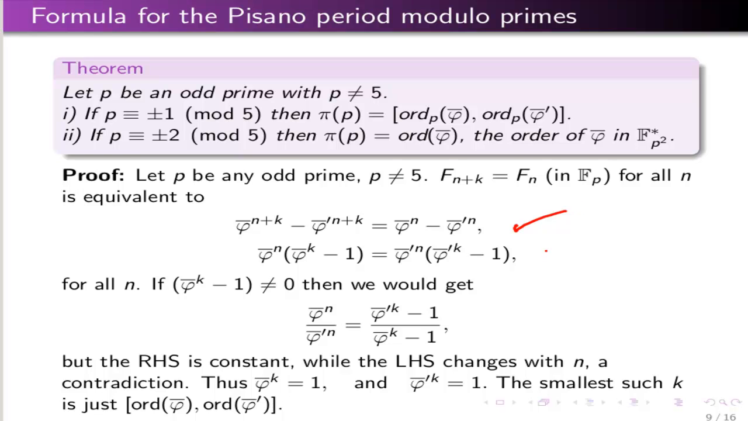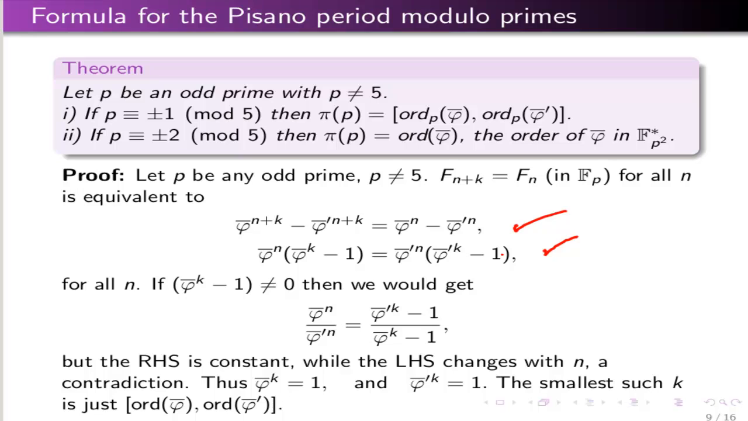Then rearrange the equation. So put phi bar to the n onto the left, and put the phi prime bar to the n plus k over to the right. Factor out a phi bar to the n, and you're left with phi bar to the k minus 1 on the left, and a phi prime bar to the k minus 1 on the right.